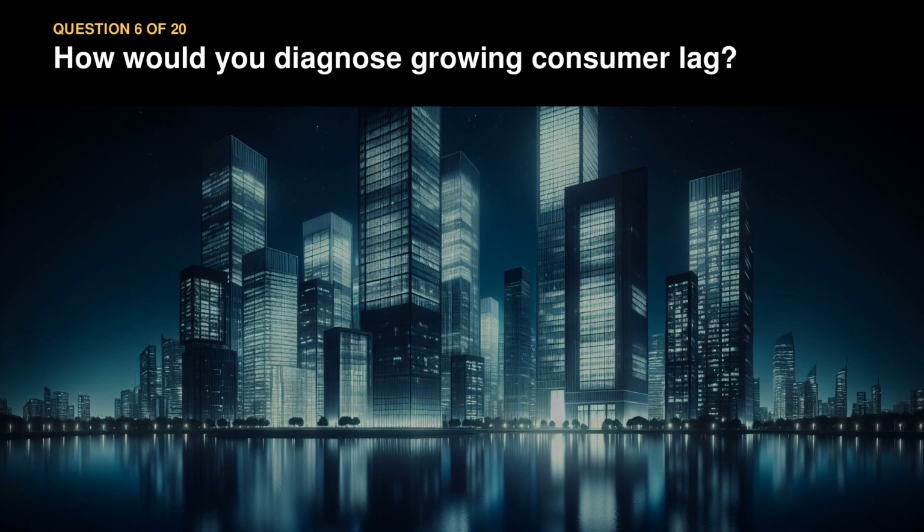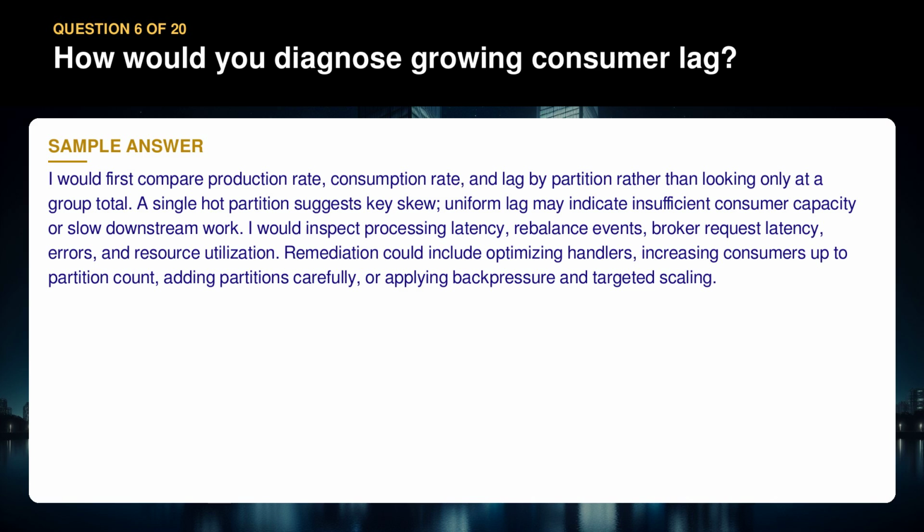Question 6. How would you diagnose growing consumer lag? I would first compare production rate, consumption rate, and lag by partition rather than looking only at a group total. A single hot partition suggests key skew. Uniform lag may indicate insufficient consumer capacity or slow downstream work. I would inspect processing latency, rebalance events, broker request latency, errors, and resource utilization.